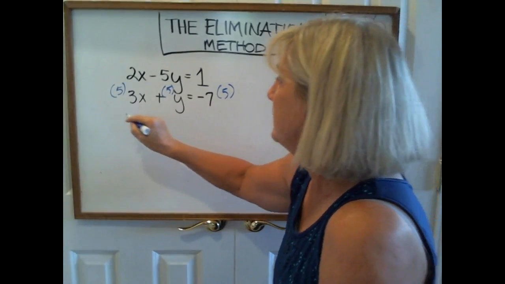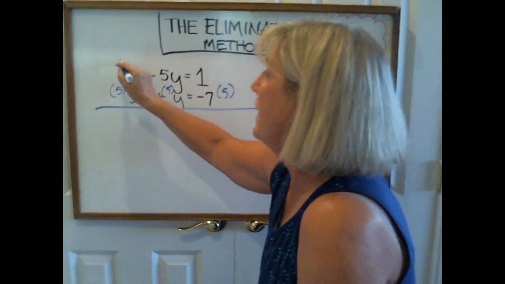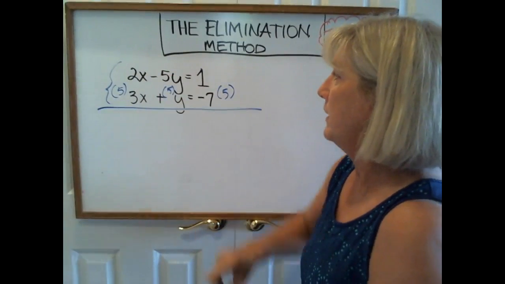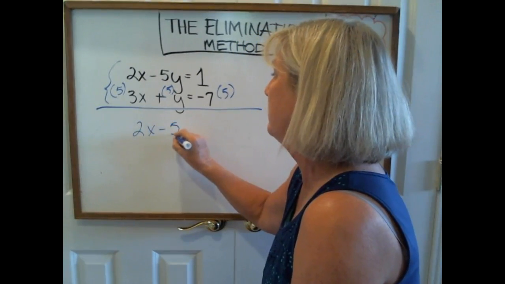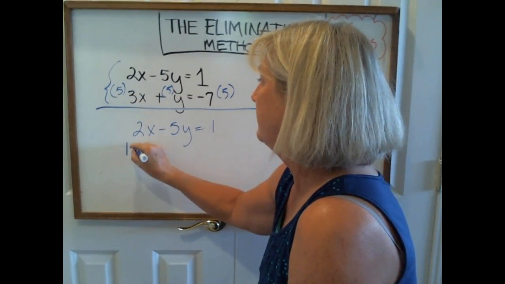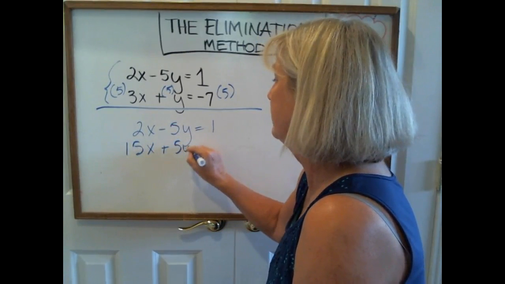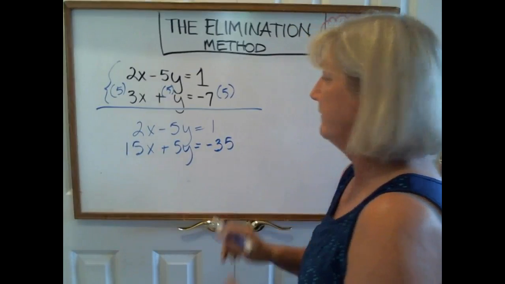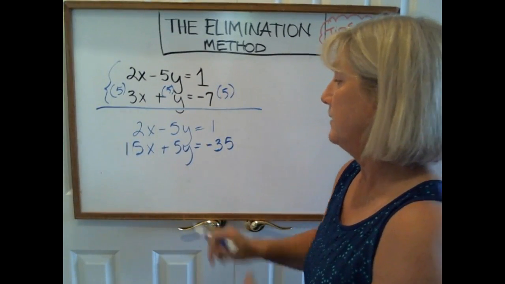So what I'm going to do now is rewrite both equations. So I'm not going to have to jump from one to the other. So I'm going to go, okay, this one stays the same. 2x minus 5y equals 1. And this will be now 15x plus 5y equals negative 35. And you'll notice some similar numbers between this method and the other method.